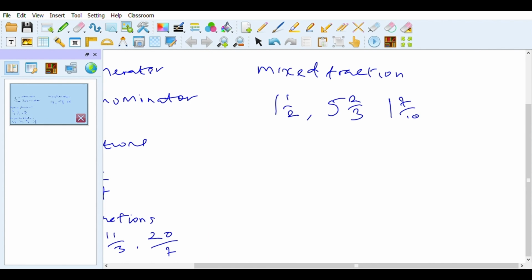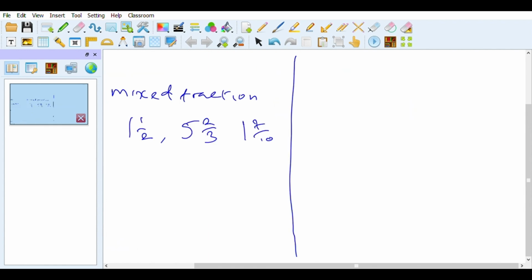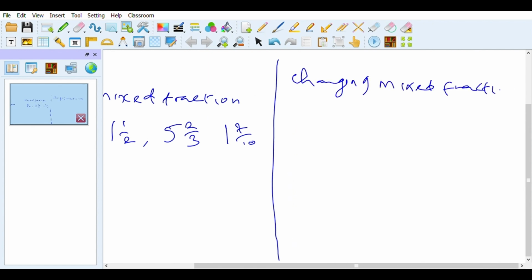Now, the basic arithmetic rules of addition, subtraction, multiplication, and division apply to fractions. So you can add, subtract, multiply, and divide fractions. Always remember the rule of BODMAS. If you have addition, subtraction, multiplication, and division together, then you have to apply BODMAS in solving fractions. Let's look at converting mixed fractions to improper fractions and improper fractions to mixed fractions. First, changing mixed fractions to improper.